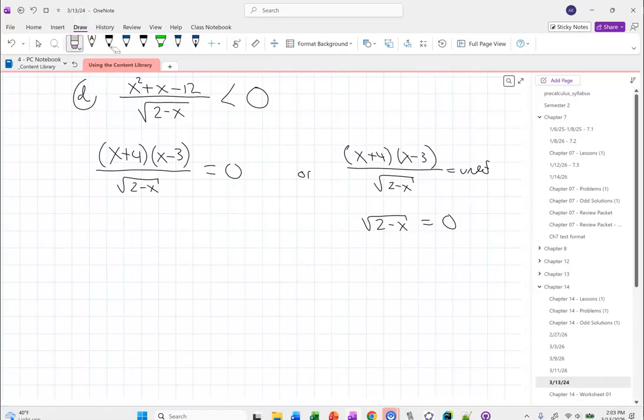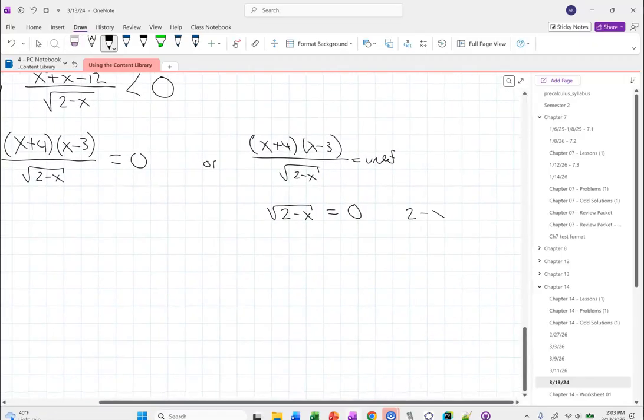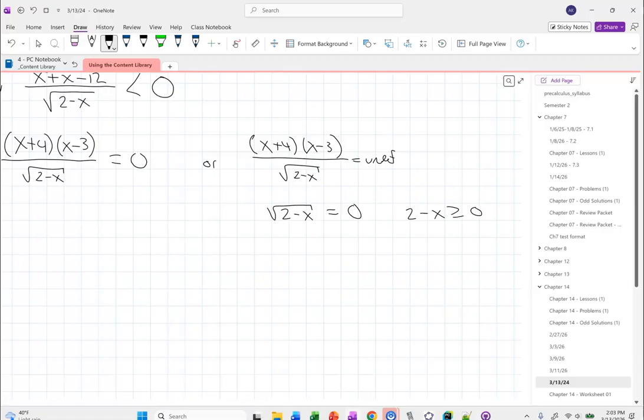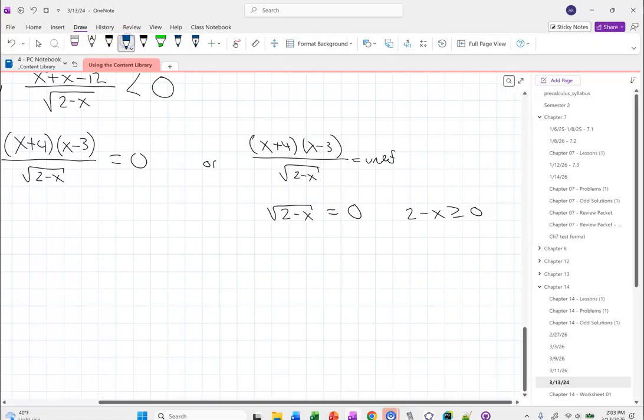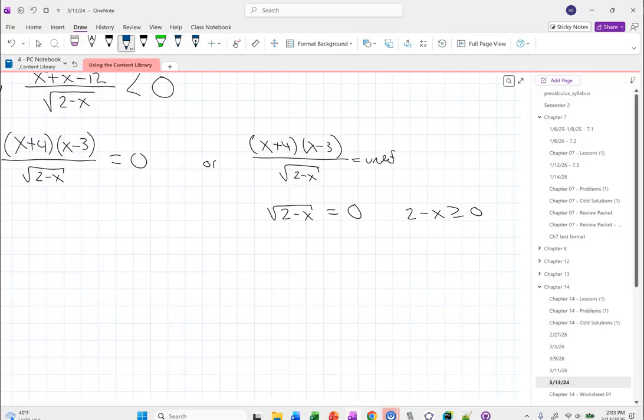I'm going to rewrite it this way so I have room to work down. How do I solve the square root of 2 minus x equal to 0? What should I do first? It's like Algebra 2. What's going to cancel out the square root? Squaring both sides.